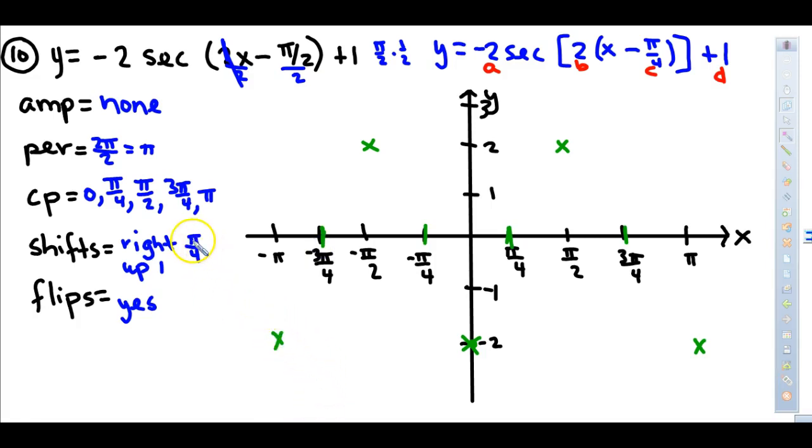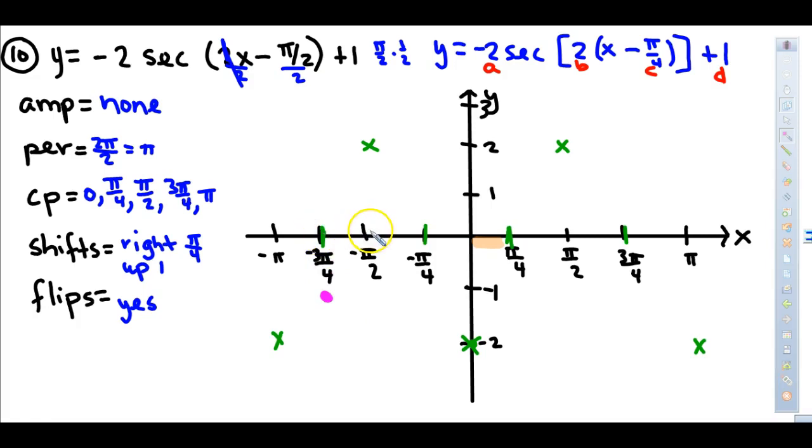Okay, now we're going to shift everything pi over 4 to the right and then up 1. Measure pi over 4. Pi over 4 is just one little unit right here. That's how much you're moving. So I'll start right here with this point. I'm going to move it just one little unit to the right and then up 1. So 1, 1. Takes it right there.